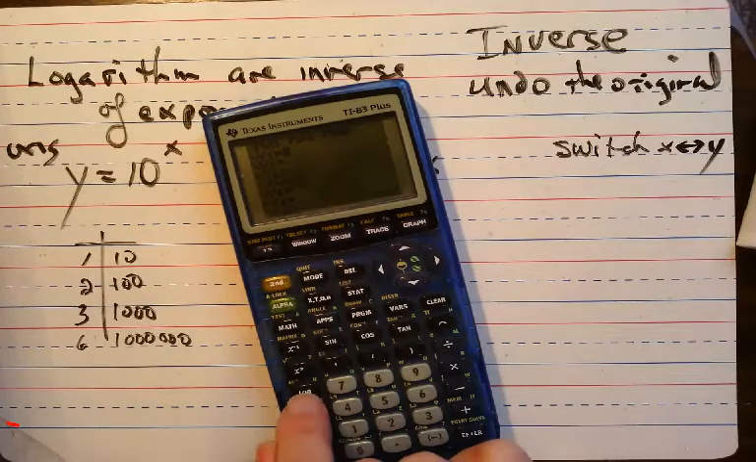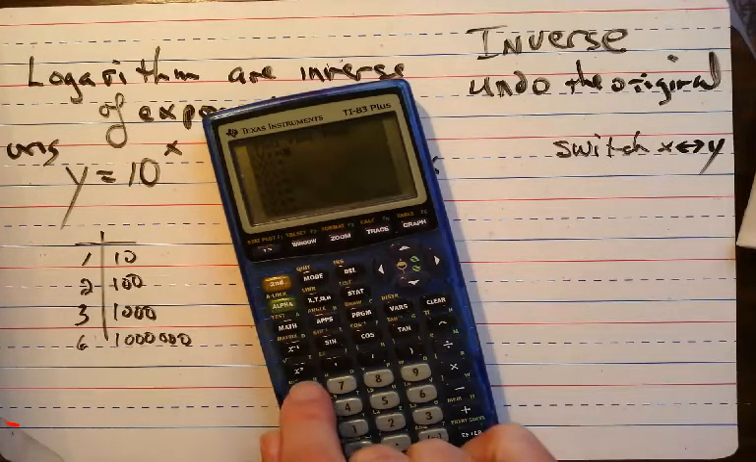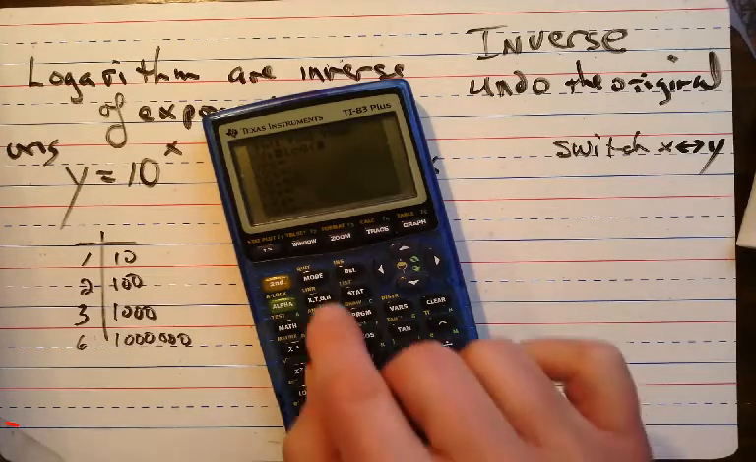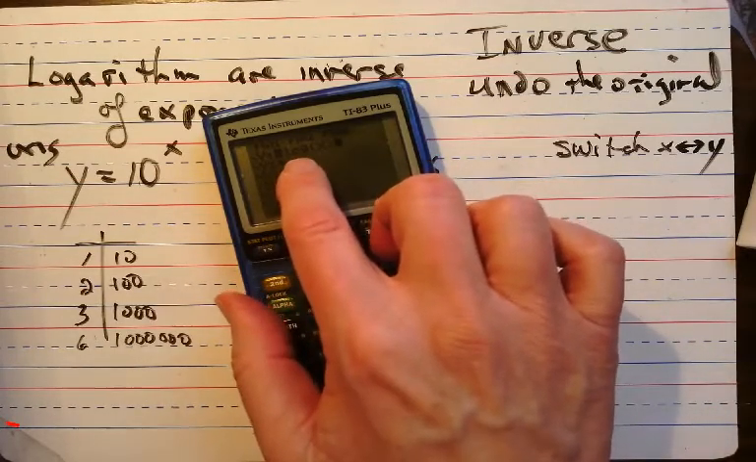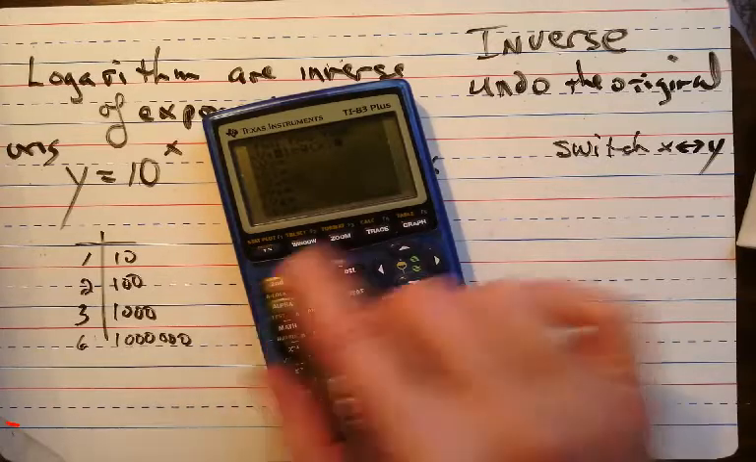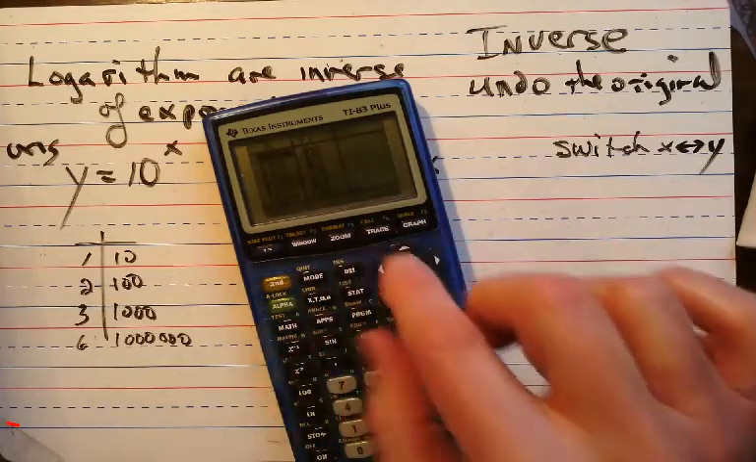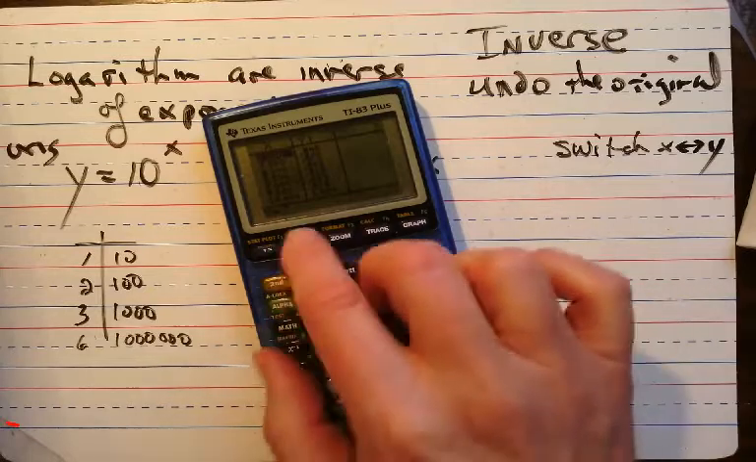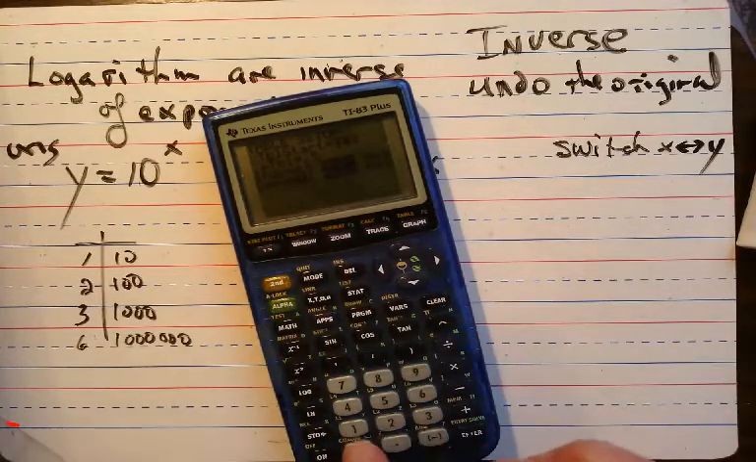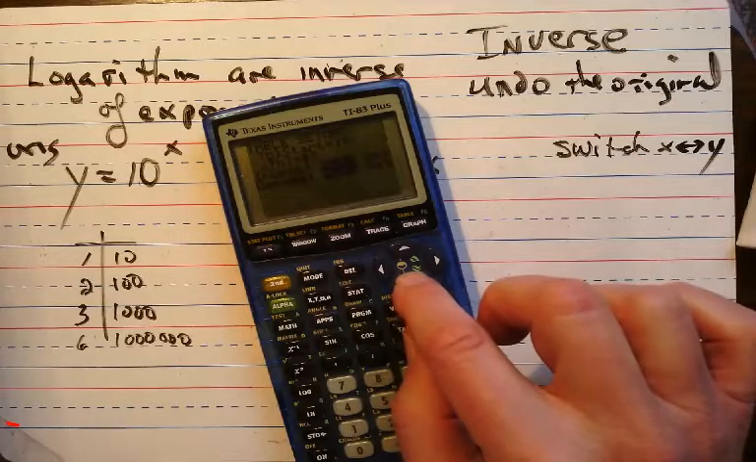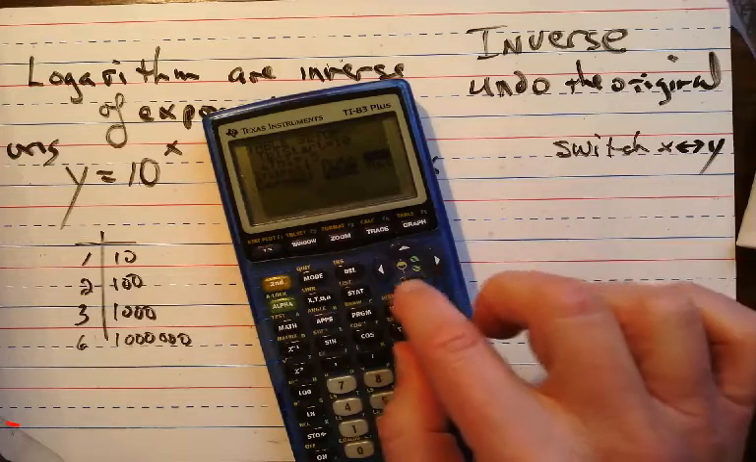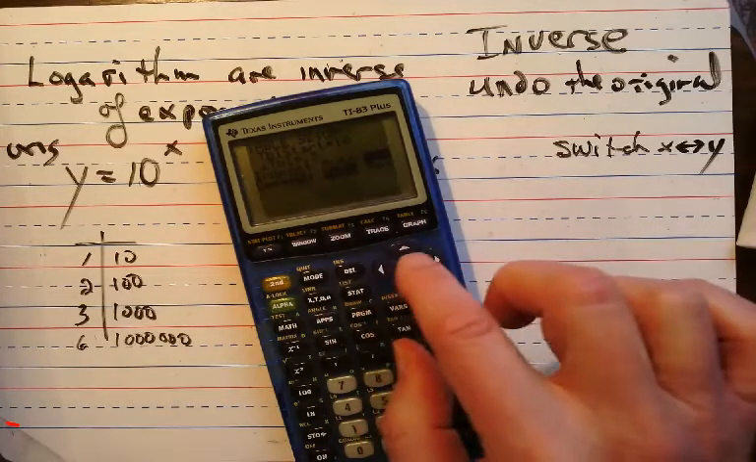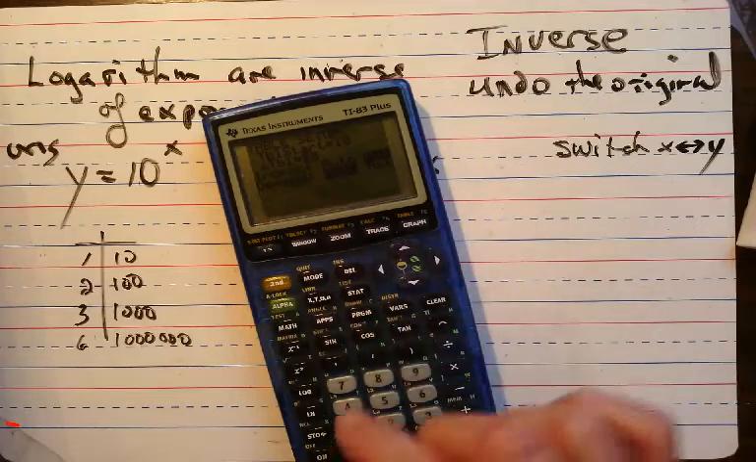Okay. So I'm going to put log. See, there's a log button right here. This is log base 10 of x. So you don't have to write the 10 in there because it's automatically log base 10. And now let's look at the table. We want to say what happens when 10 goes in.